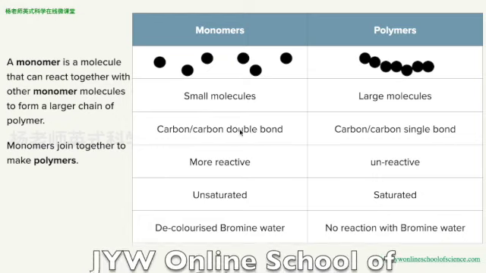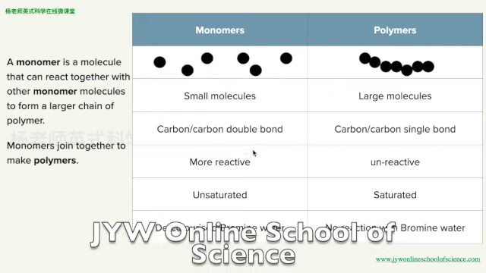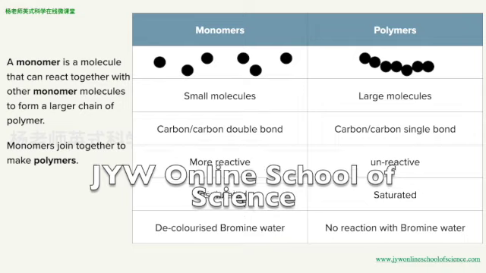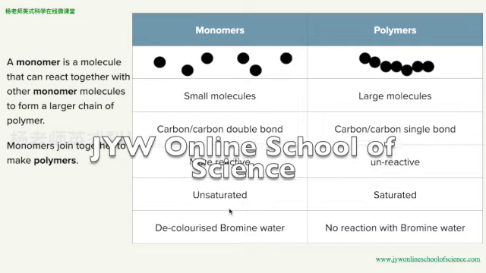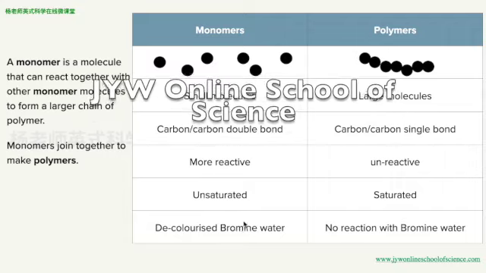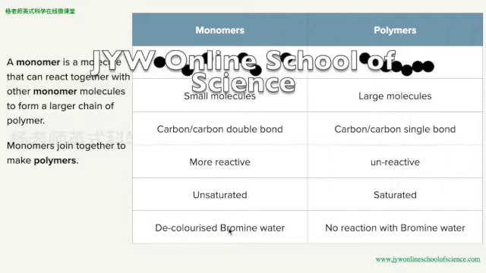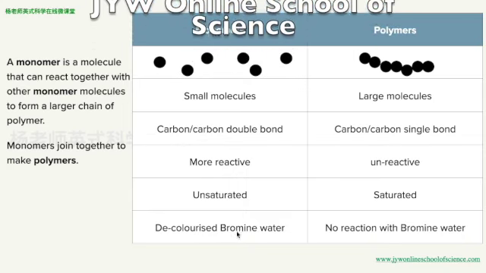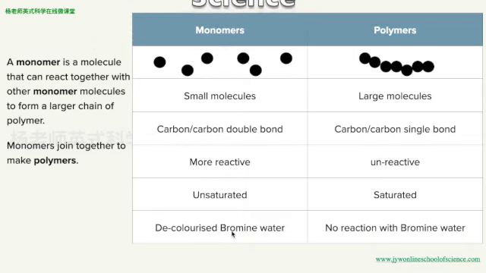They're reactive because if you have a double bond, you are called an unsaturated hydrocarbon. And the reason is that you can decolorize bromine water. Bromine water is orange in color. Once it reacts with a carbon-carbon double bond, it will be decolorized because that double bond is broken into a single bond.